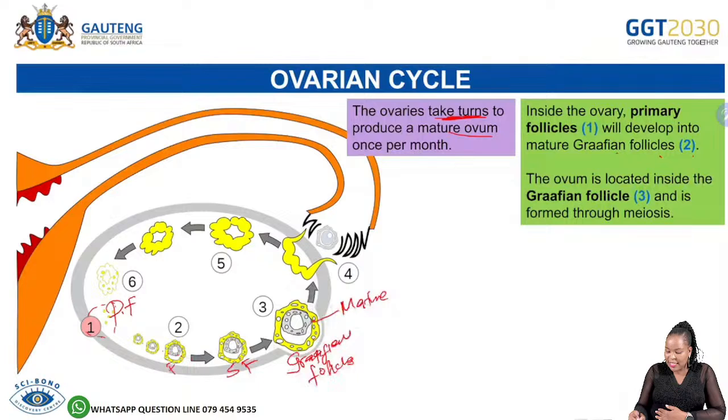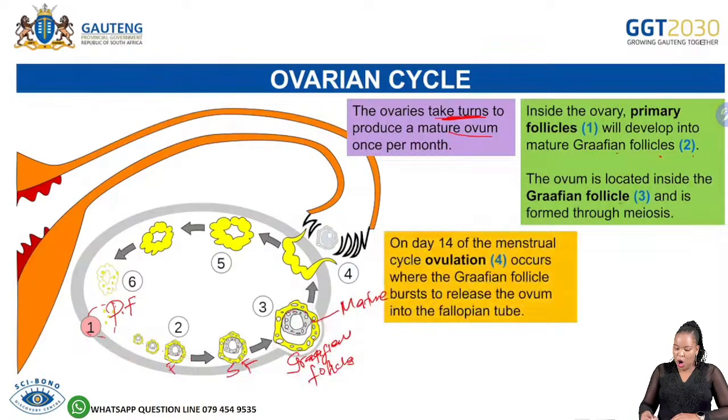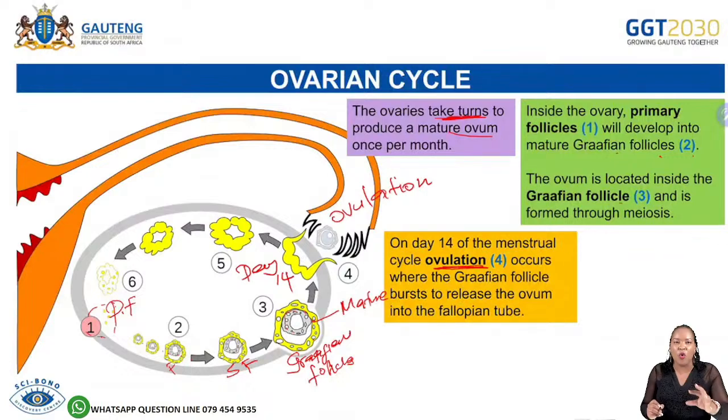The ovum is located inside the Graafian follicle. Do you see now here is the ovum? The gray part represents the ovum. Then what is going to happen in the next stage? On day 14, remember we said this is day 14. On day 14 of the menstrual cycle, ovulation. What is ovulation? It is where the Graafian follicle ruptures and releases an ovum. Right, it's going to burst and release the ovum into the fallopian tube.